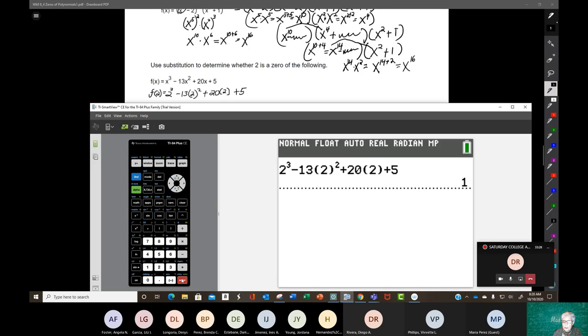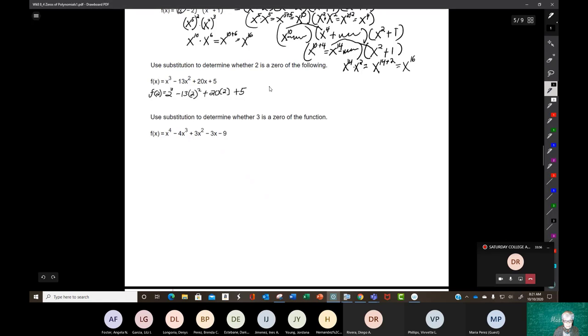Use substitution to determine whether the number 2 is a 0 of f of x equals x to the third minus 13x squared plus 20 times 2 plus 5. Well, our answer is no. I'll tell you why in a minute. I expected it to be.